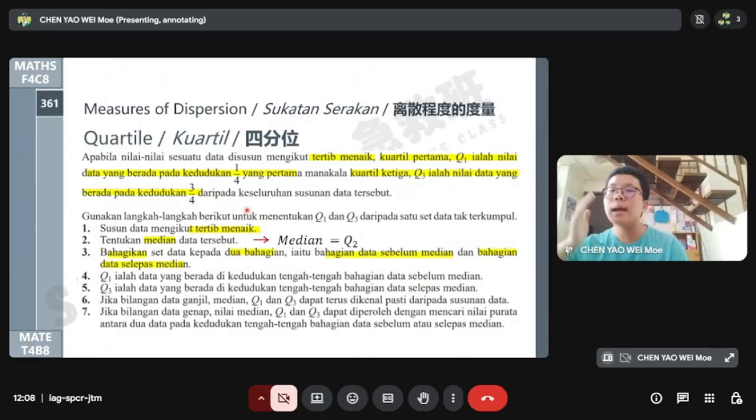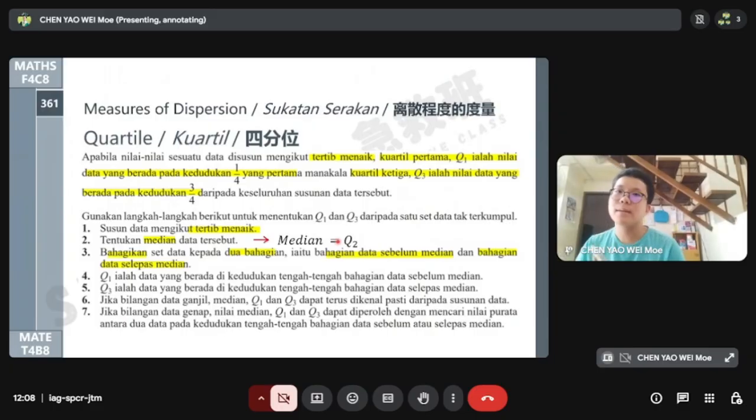If you want to calculate quartile 1, 1/4 times n, where n is the total number of data. We have 5, so just multiply by 5. And the answer you get is the position. What position? 1/4 times 5, the position is 1.25. 1.25 means the middle one.